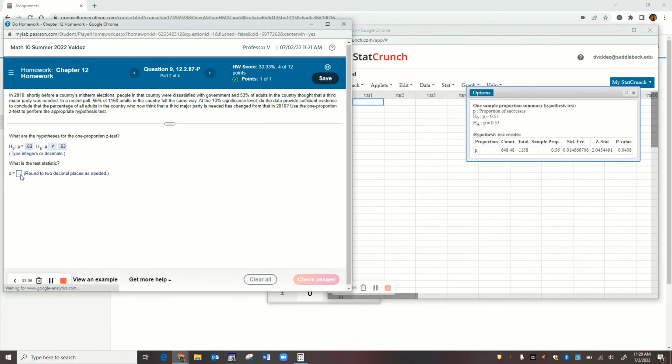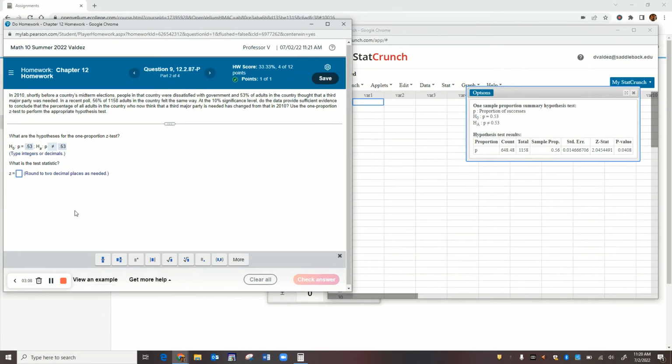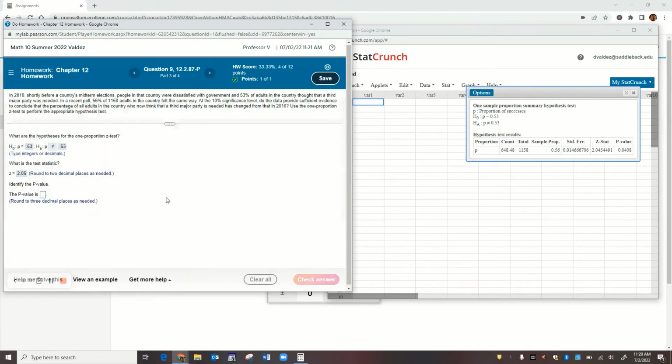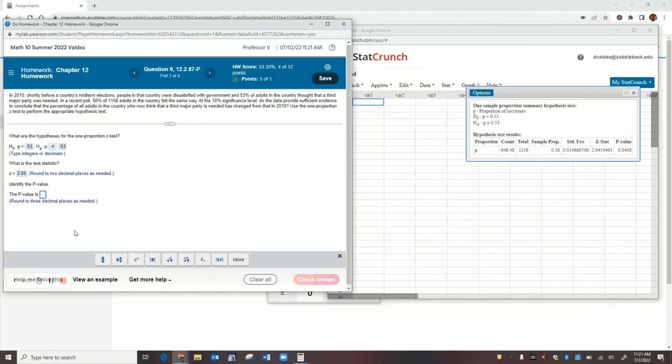So we should be ready to go. So what is the test statistic? 2.045491. We're rounding to 2 decimal places. So that would be 2.05. Good job. Thank you. And then the p-value, 0.041, right? If we're rounding to 3 decimal places. Oops, 0.041.